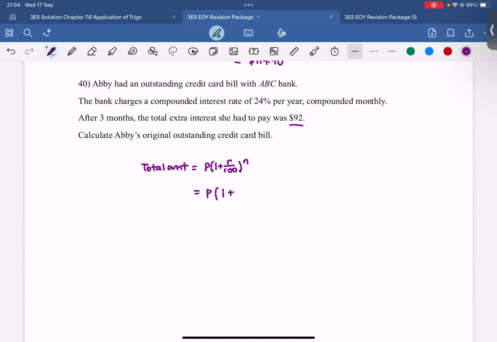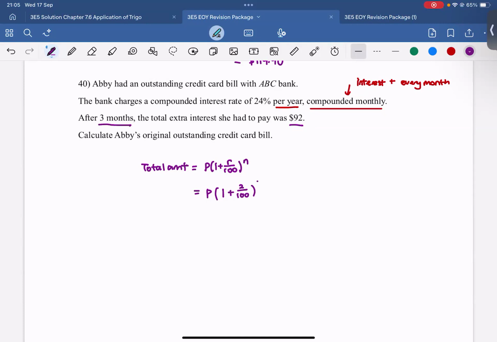24? Wrong. 24 divided by 12. Yes, you have to see it is compounded monthly. That means interest is added every month. So if interest is added every month, do you think you can use a 12-month interest rate to calculate? You cannot. You have to use a 1-month interest rate. So if 12 months is 24, 1 month is just 2%. So the R is 2. Then what is the N? N is just 3, because you compound monthly for 3 months only.